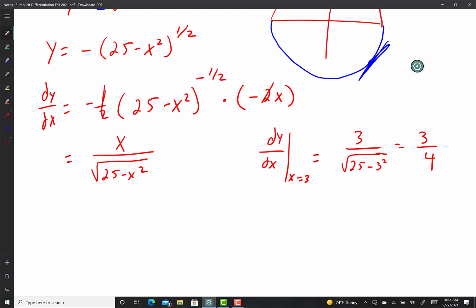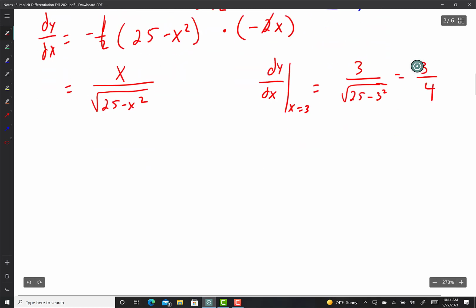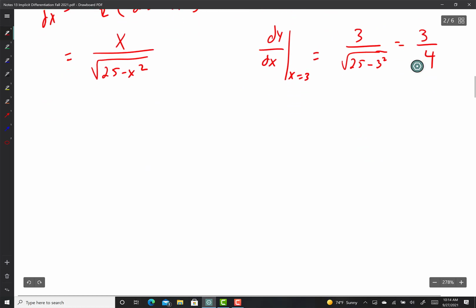That makes sense. It looks like I have a positive slope right at (3, negative 4). Are we still okay, guys? That's how you would do it the old way. Do I still got space? Yeah, I do. You guys want me to change colors?